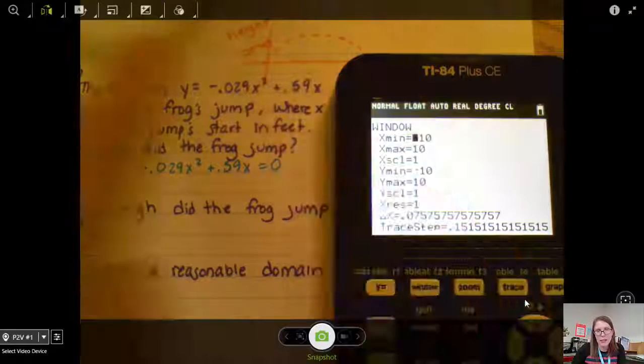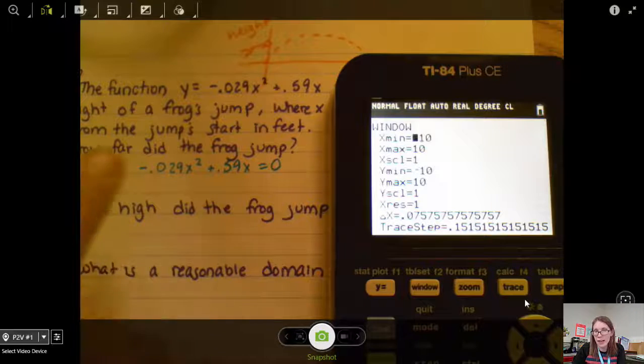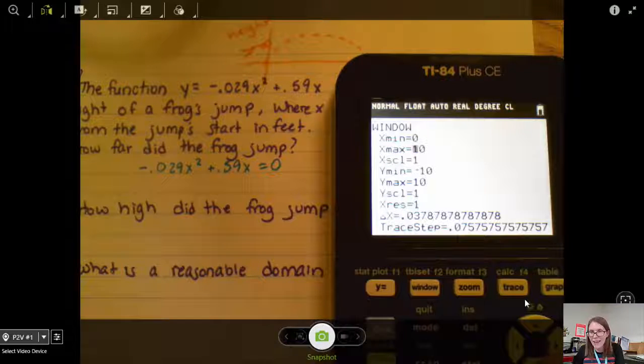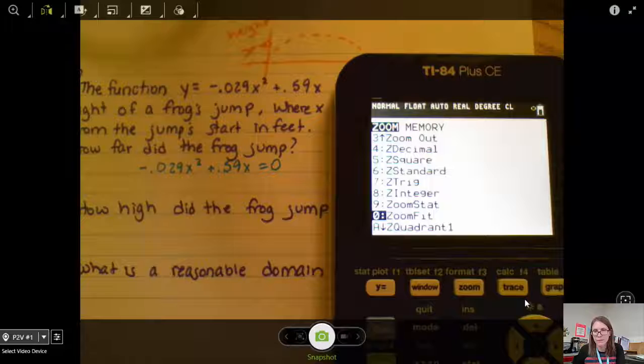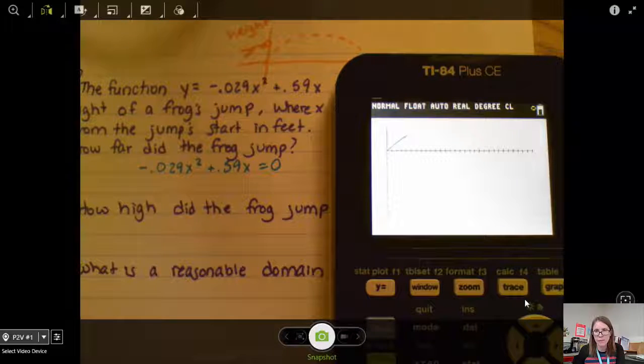Let's go to our window. I really don't need to see any negative x values because our frog didn't jump a negative distance. So let's make this x min 0, and let's maybe try 30 as our x max. And zoom fit. I really didn't even need to go all that far out, but we have it there anyway.